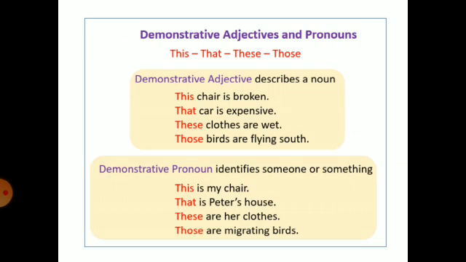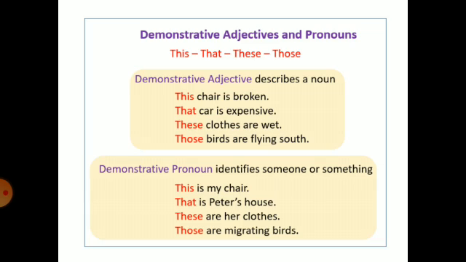Now, some more examples. Demonstrative adjective describes a noun. This chair is broken. Here, this is demonstrative and chair is a noun. Simple. This chair is broken. That car is expensive. These clothes are wet. Those birds are flying south.